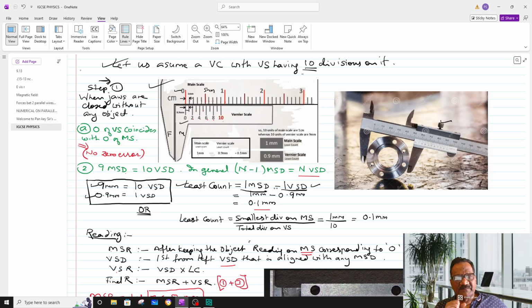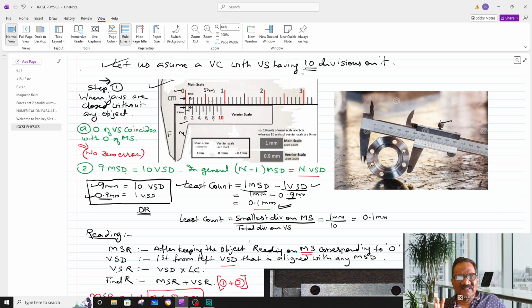So least count is equal to 1 MSD minus 1 VSD. Now 1 MSD is how much? 1 MSD means one main scale division. So one main scale division is just this much, and that is how much? 1 millimeter. So I'll write here 1 millimeter. Minus, how much is one vernier scale division? Just now we calculated over here. One vernier scale division is 0.9 millimeter. So I'll write here 0.9 millimeter. Is that clear? So my least count will be 1 millimeter minus 0.9 millimeter, which works out to 0.1 millimeter. This is how you get the least count as 0.1 millimeter for a vernier caliper which has 10 divisions on the vernier scale.